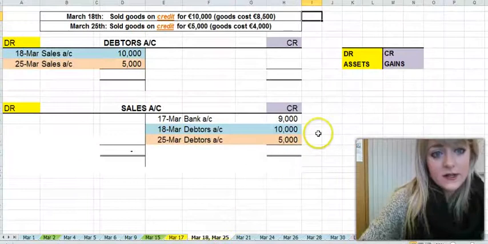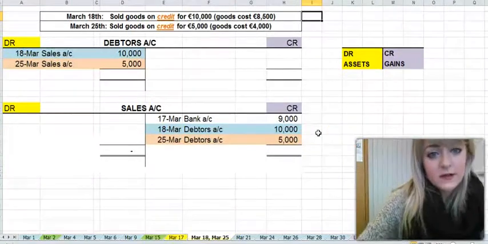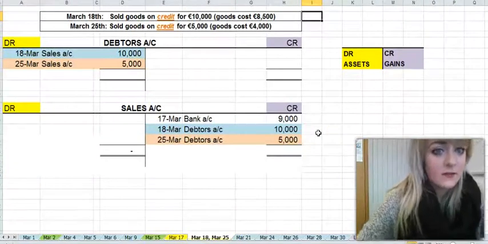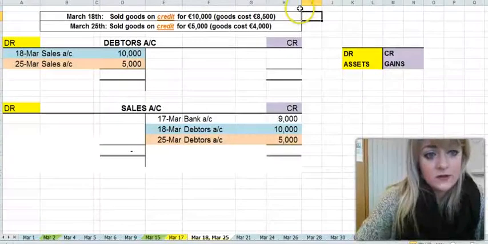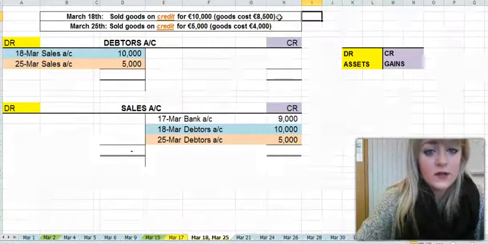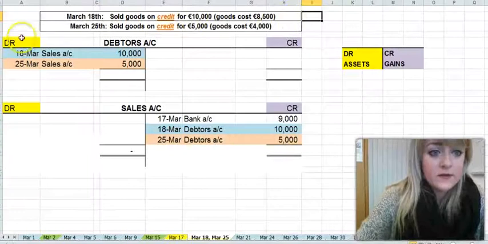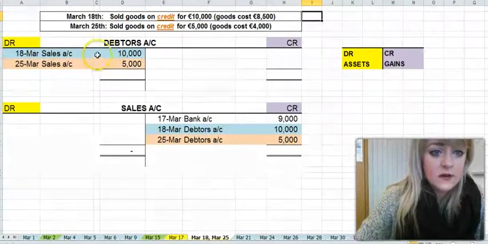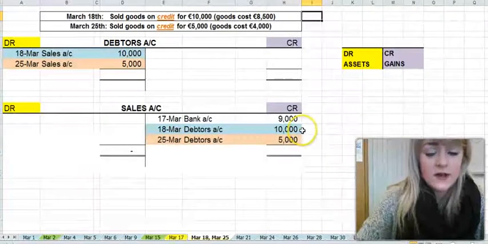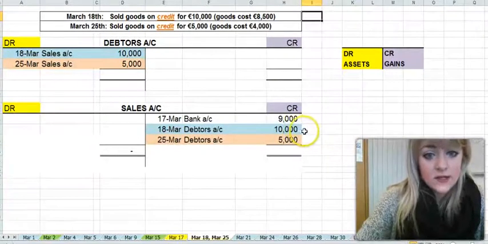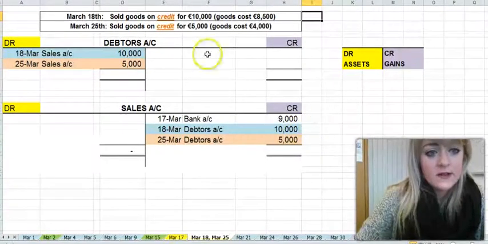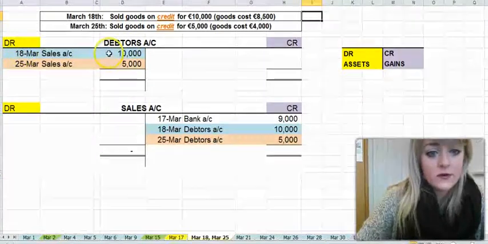So on the 18th of March and the 25th of March, two things happened that are very similar, so I've put them in together just to make it a little bit more straightforward for you. So on the 18th of March, she sold goods on credit for €10,000. So if she sold it on credit, her debtors have promised her that they will pay her. So she is their supplier in this case. So she has sold it, we debit her assets, €10,000. And then we credit our sales account, her gains. So she sold the goods, so her sales have increased, and her debtors owe her €10,000.